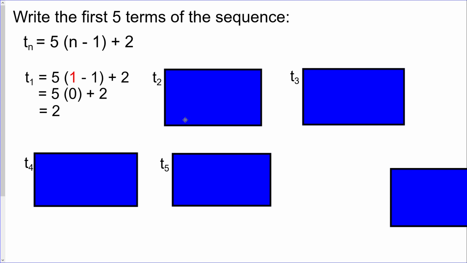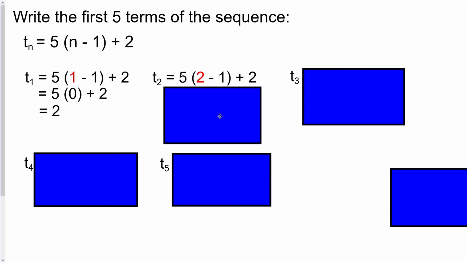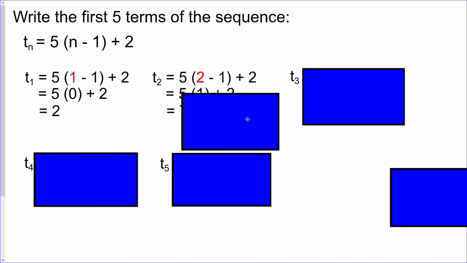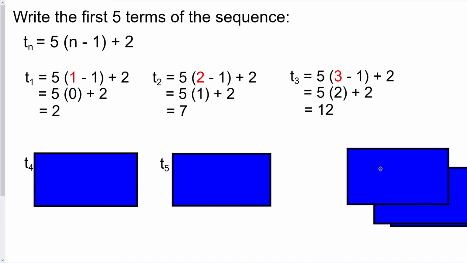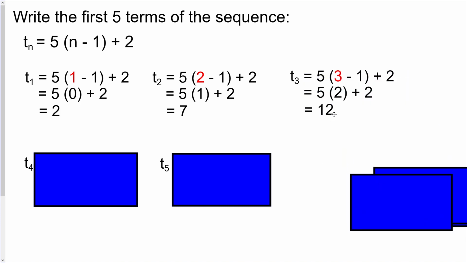you'd end up with the first term being 2. Okay, then you repeat the process, again using our formula up here. So because we want t2, we would put the 2 in place of the n, order of operations again, and we'd end up with 7. Okay, same for 3, and you'd end up with 12.